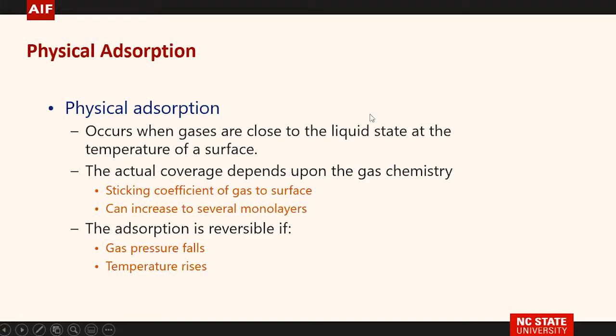Couple of other terms, physical adsorption. Gases are close to the liquid state at the temperature of a surface. And your coverage depends on the sticking coefficient. Now, if you drop the pressure or increase the temperature, then your adsorption may be reduced.